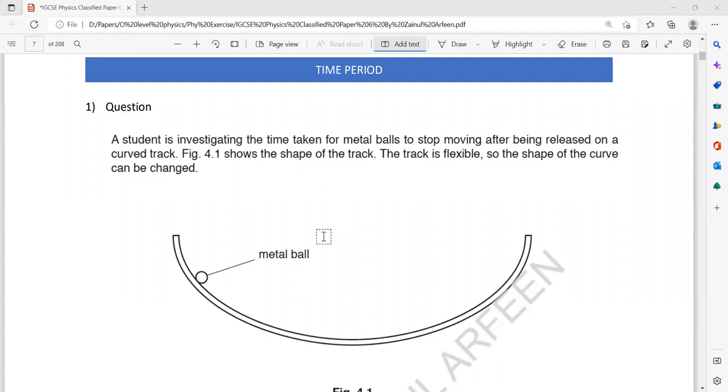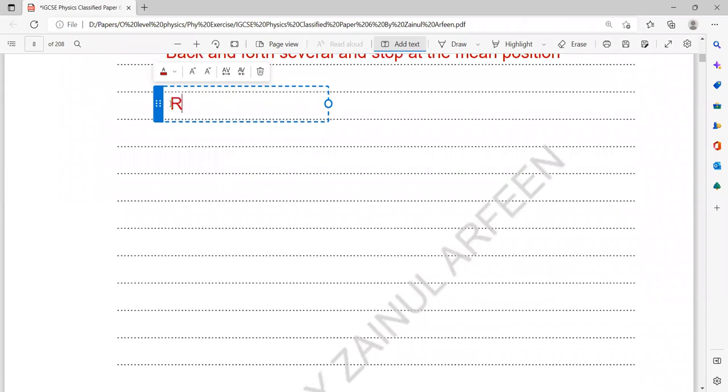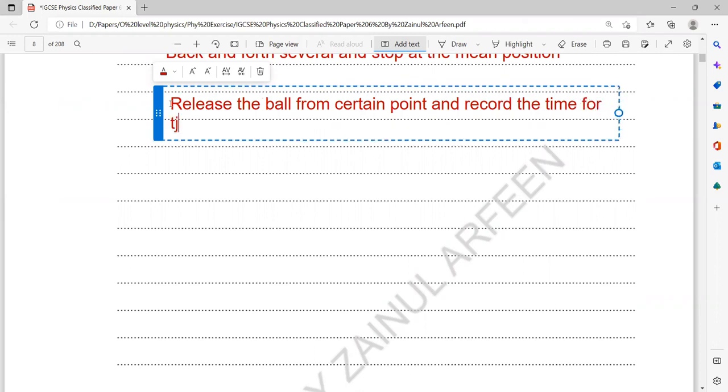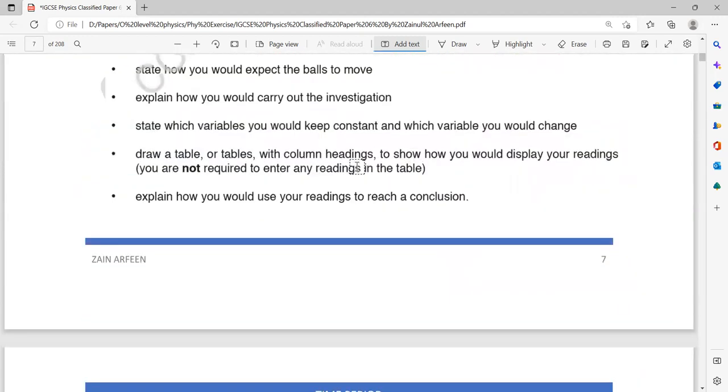So the second point, when we write, we will release the ball from a certain point and record the time for the ball to stop completely. And then whenever you're doing the experiment, you should repeat. So that is the second point.